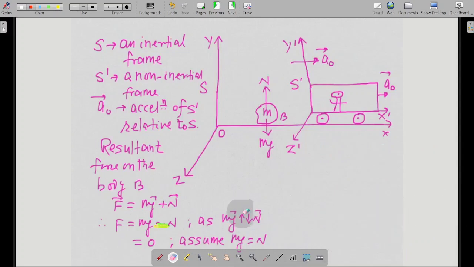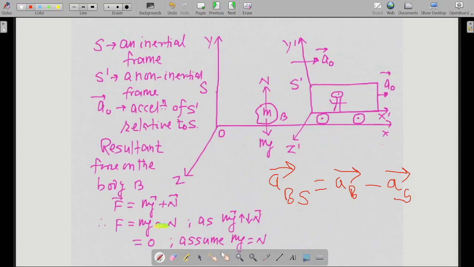What is your acceleration of B with respect to S prime? Now acceleration of B with respect to S, if I call it, then what will it be? Acceleration of B minus acceleration of S, okay. This will be equal to ABS, that is acceleration of body B with respect to S frame.